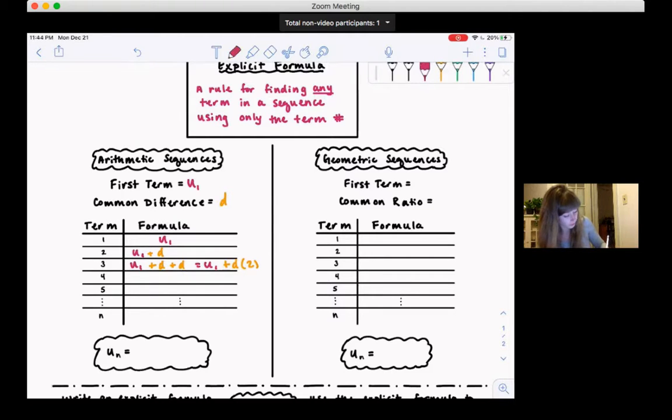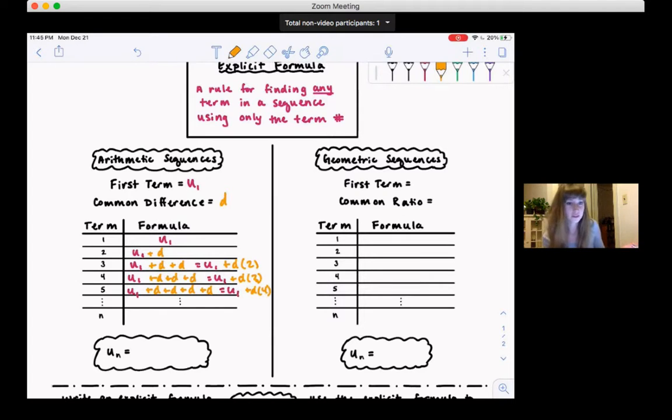The fourth term would be u1 plus d times 2, that's our third term. Then we add another d to get the fourth term. So this is going to be u1 plus d times 3. We now have added d 3 times. And the fifth term is u1 plus d plus d plus d plus d. That's our fourth term, add it one more time to get to the fifth term. So we end up with u1 plus d times 4.